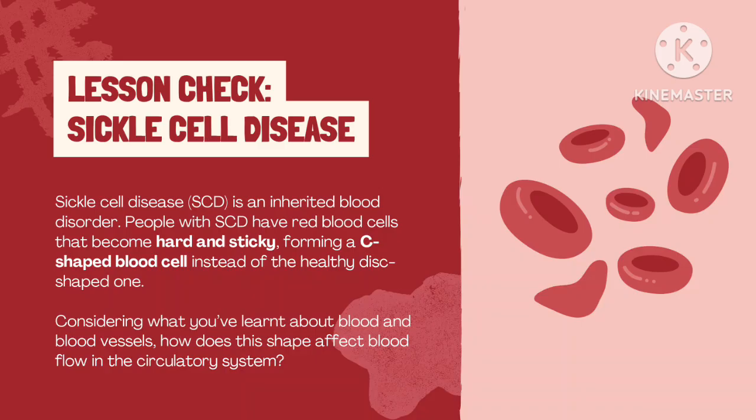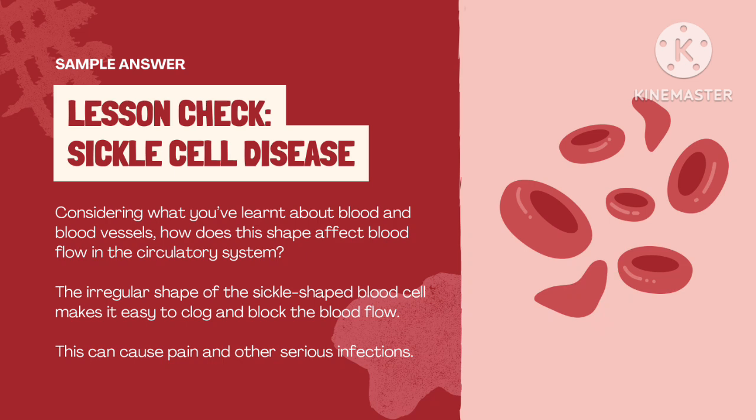Circulation check. Sickle cell disease. Sickle cell disease (SCD) is an inherited blood disorder. People with SCD have red blood cells that become hard and sticky, forming a C-shaped blood cell instead of the healthy disc-shaped one. Considering what you have learnt about the blood and blood vessels, how does this shape affect blood flow in the circulatory system? Here is the answer for you.